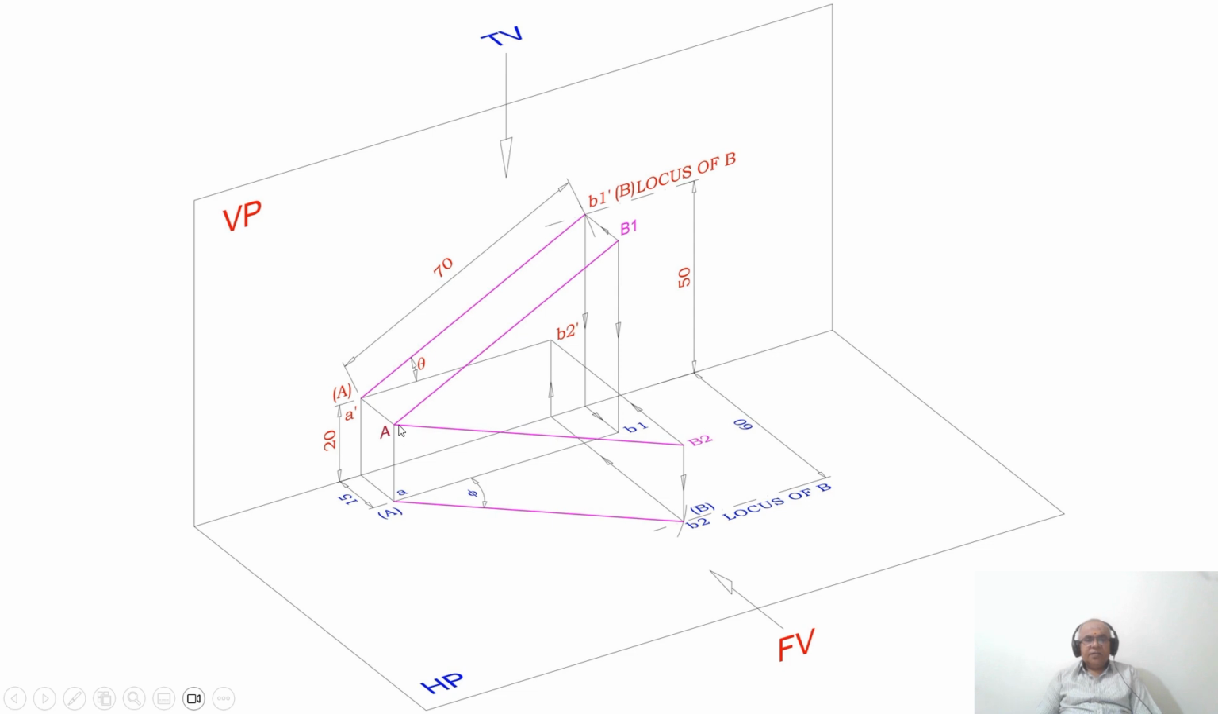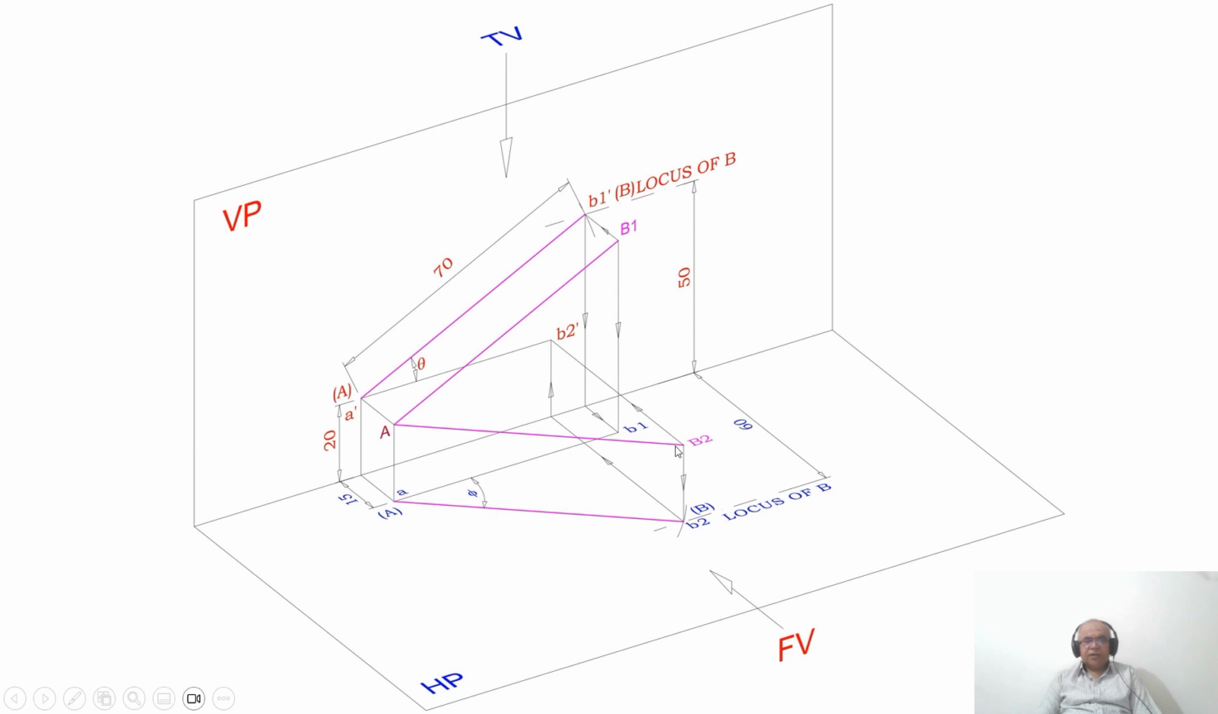Similarly, you know this is the true length in HP. So what does it mean? It should be parallel to HP. Both capital A and capital B2 are above HP by 20 mm. So if you look from the top view, that image is going to fall on the horizontal plane.